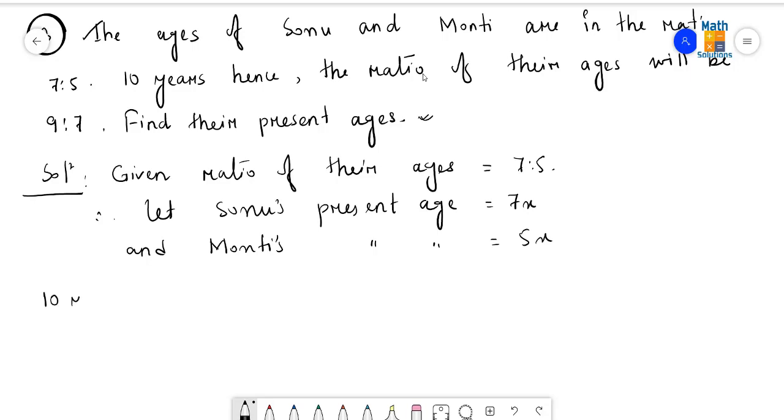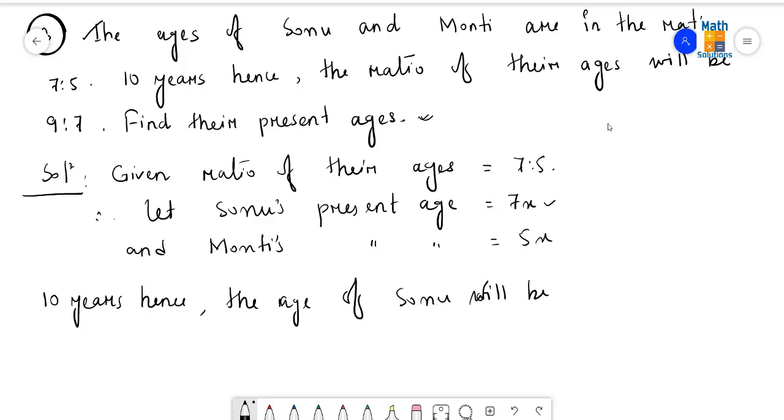So 10 years hence, we shall write here 10 years hence the ratio of their ages will be 9:7. It is given like that. So 10 years hence the age of Sonu will be what? It will be 7x plus 10 years, because 10 more years we need to write here. 7x plus 10 years. Then the age of Monty will be 5x plus 10 years.